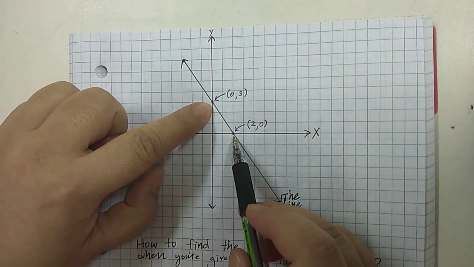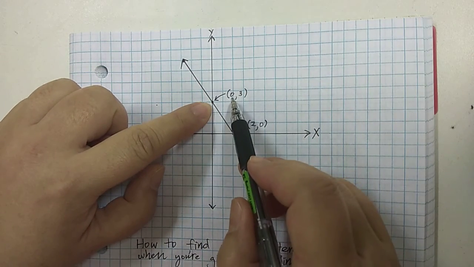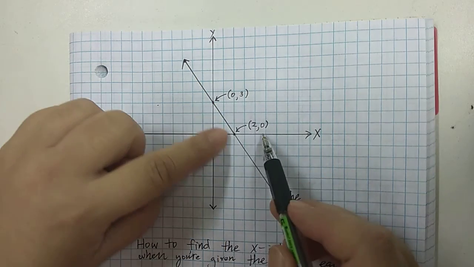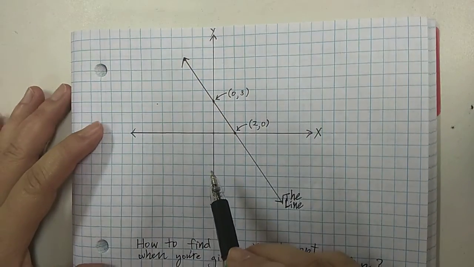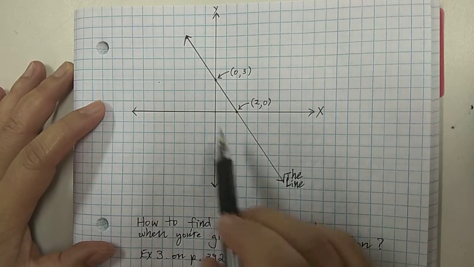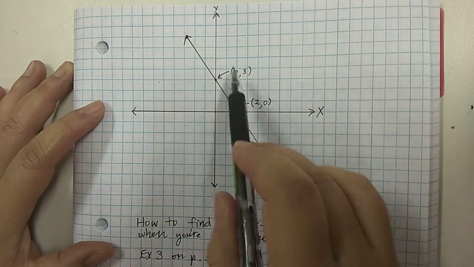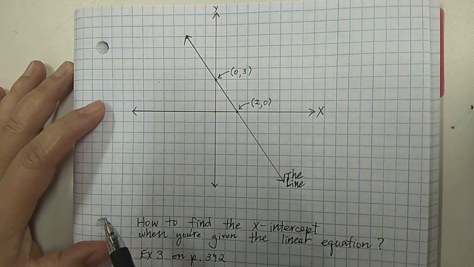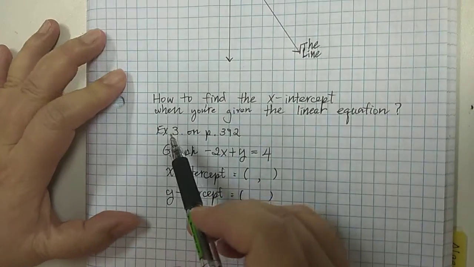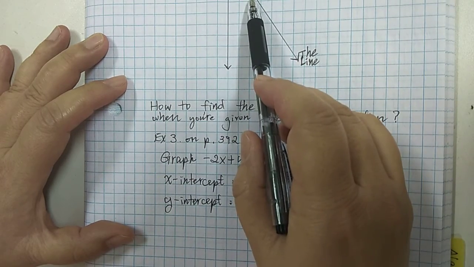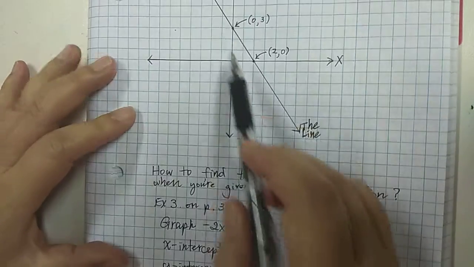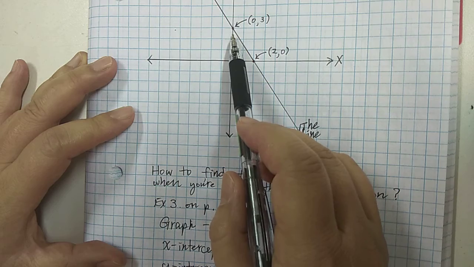At these points, you notice that one of the coordinates is 0. Here the other one is 0. This is very useful because we can graph things with just two points, and these are points that are very easy to find. So we call these the intercepts. This is called the x-intercept, and this is called the y-intercept.